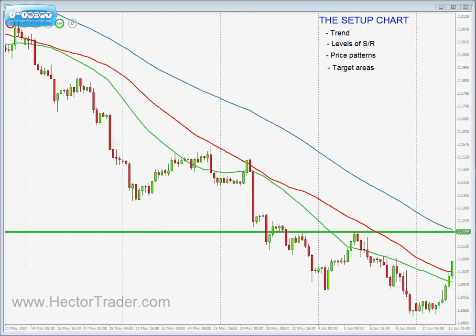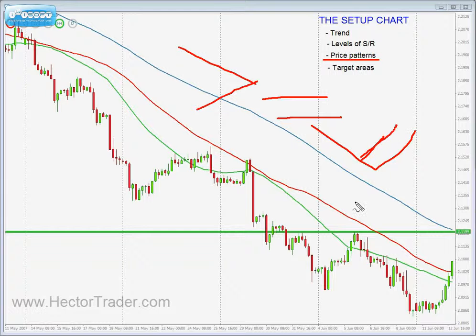Also in the setup chart, I like to search for price patterns. Perhaps all those patterns that we've studied in chapter number 2, I think it is. Remember, we were studying triangles, ranges, and flag formations. Those are the main 3 price patterns I like to keep an eye on when it comes to basing an entry on a breakout of those congestion areas.